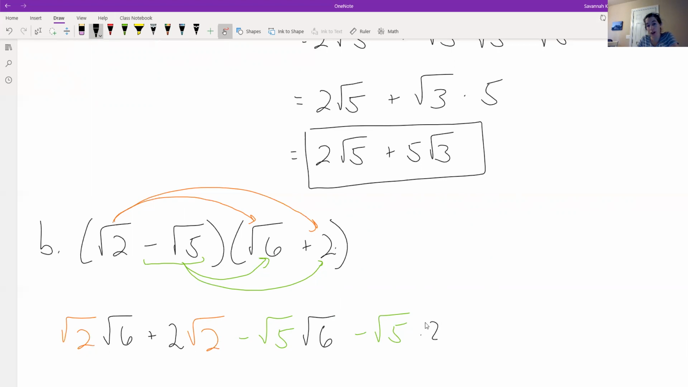To avoid sticking the 2 at the end, what I would have to do is stick the 2 right there. And I do.